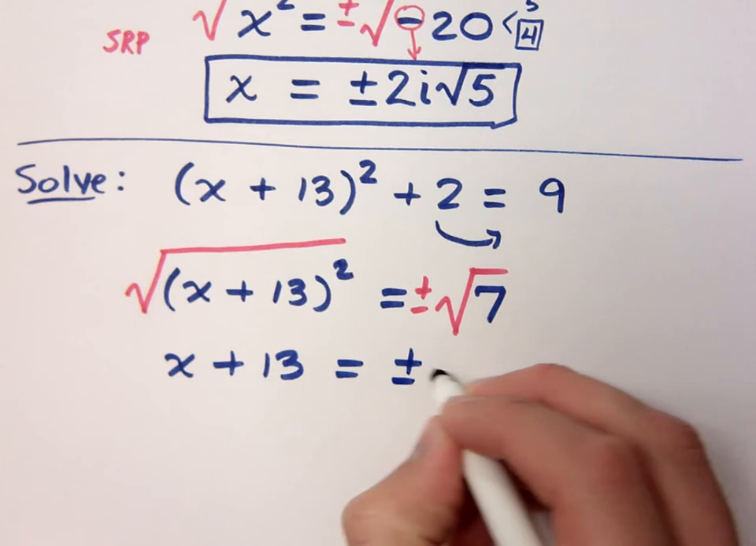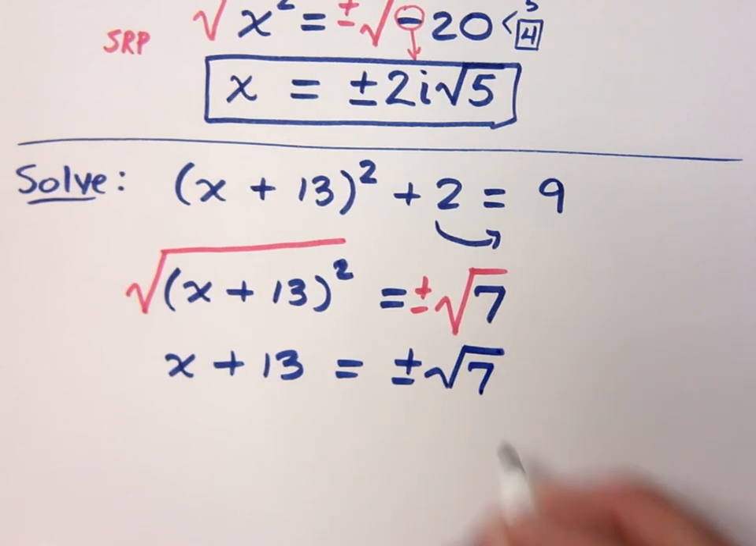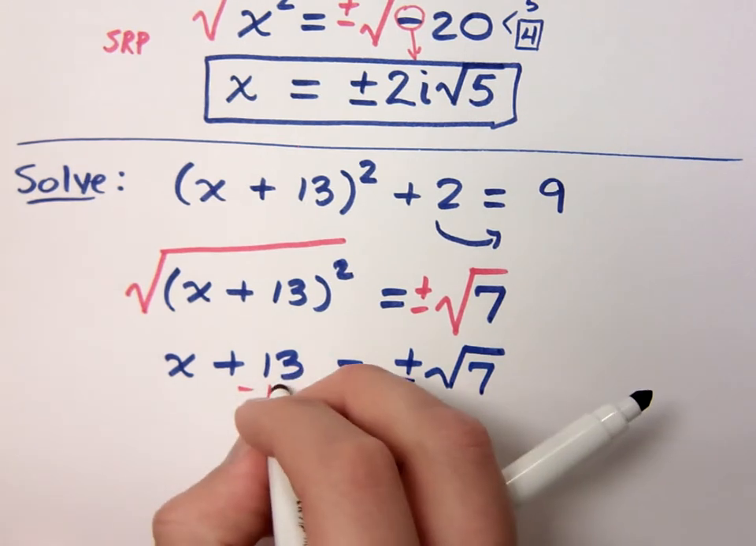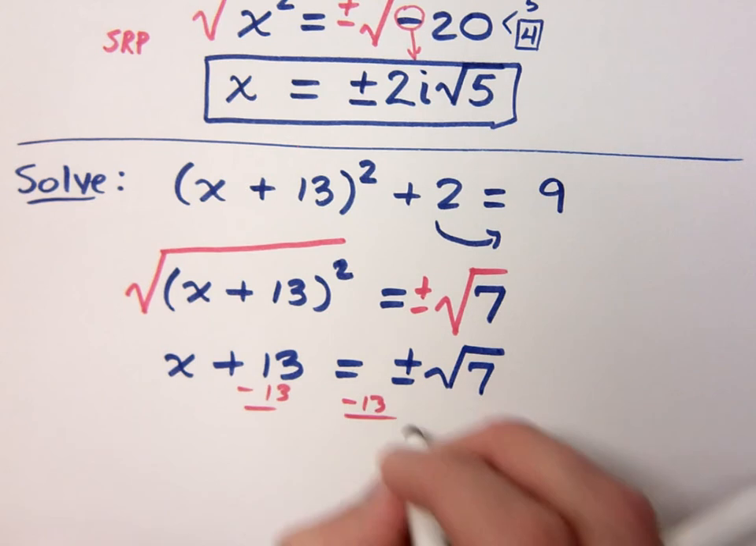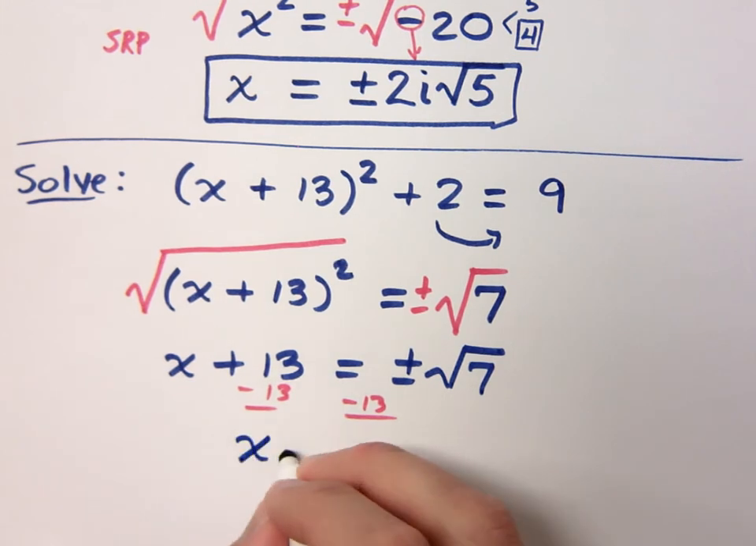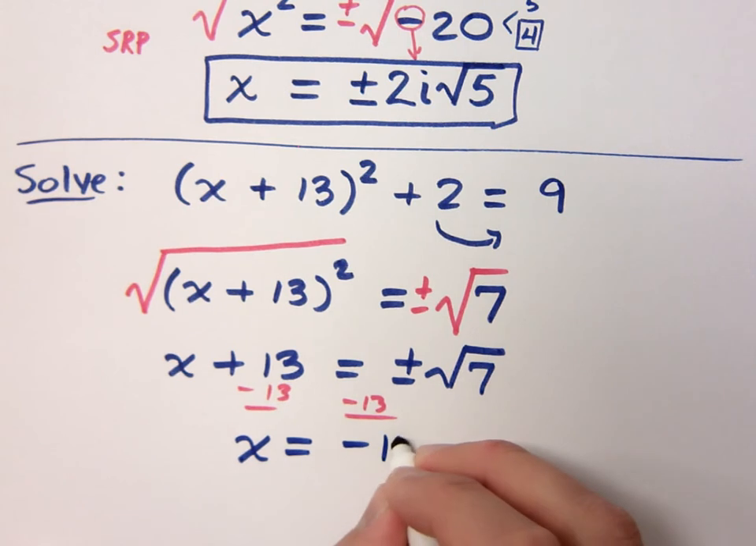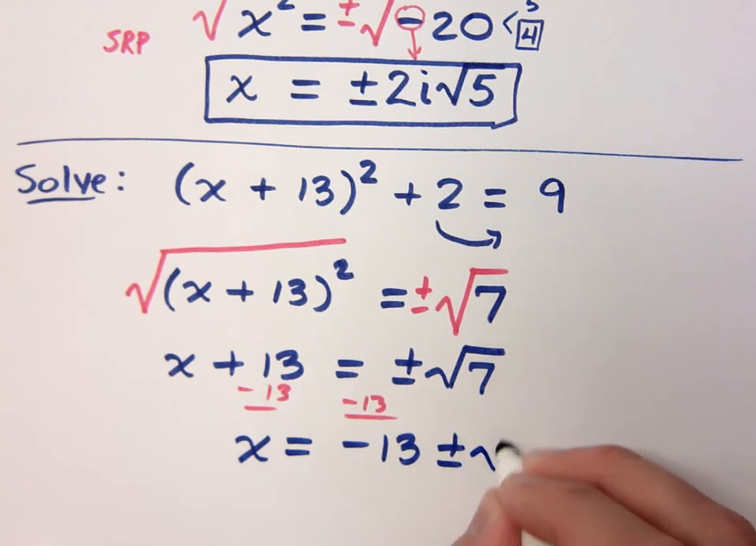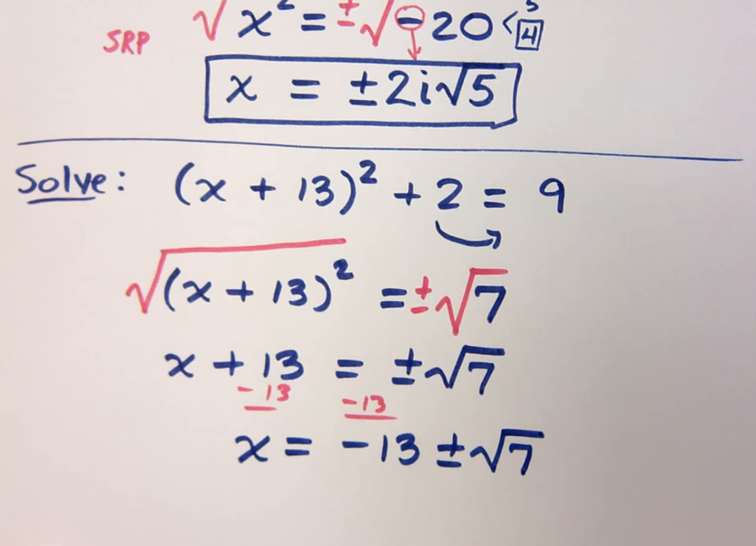Am I done? Nope. I'm not done because I'm supposed to solve, which means get your variable by itself. And it's not by itself until I move that 13. So when I move 13 to both sides, remember I told you, put it before the plus or minus, that way we don't make mistakes. Not that you guys would, but some people do. So I get negative 13 plus or minus the square root of 7. Do y'all agree? That was almost too easy, right? No, just easy enough.